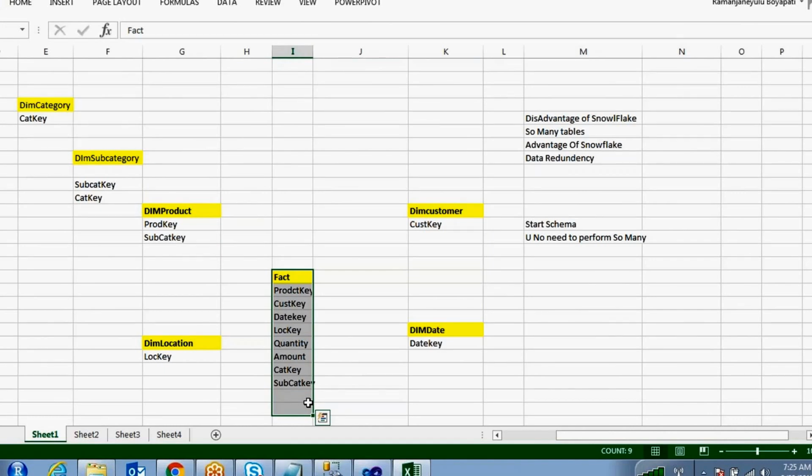So that is the reason, if you are more concerned about memory, then go to the snowflake schema. If you don't have any concern about memory and data redundancy, you can go to the star schema. From a performance point of view, star schema is better, we are assuming. Okay, so this is the difference between star schema and snowflake schema, why people go to star schema and why people go to snowflake schema.